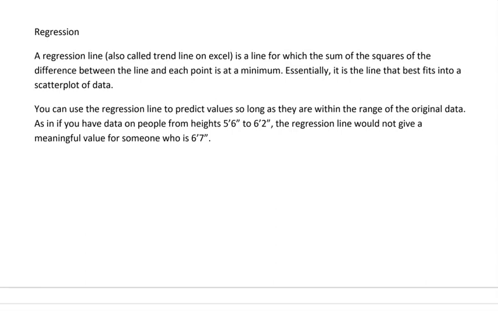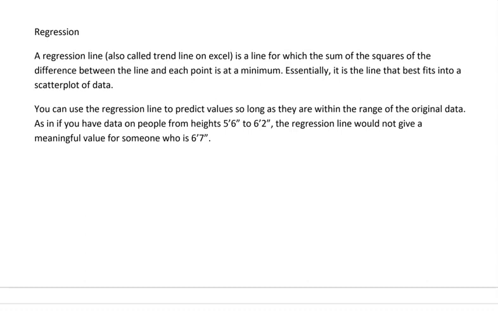Hi everyone, in this video we are going to be talking about regression. A regression line, also called a trend line on Excel, which we'll get to in a little bit, is a line for which the sum of the squares of the difference between the line and each point is at a minimum. That part kind of sounds bad, but essentially it's just the line that best fits into a scatter plot of data. It takes the distance from the line to every point, squares it, and tries to minimize every single one of those.